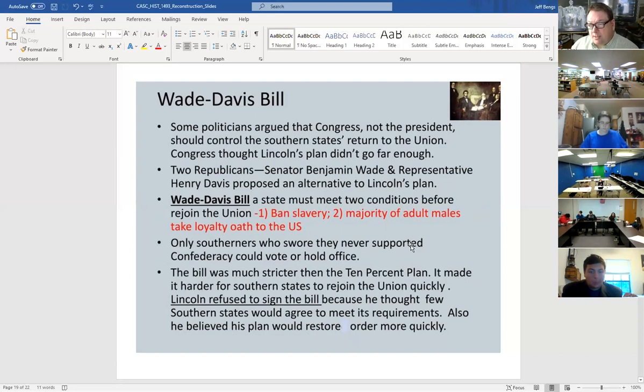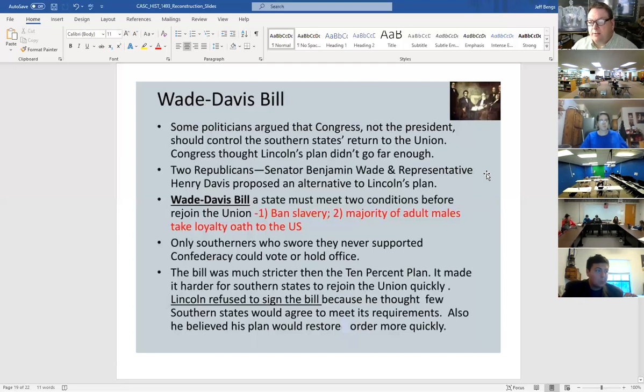But there's always been a back and forth, starting probably with Andrew Jackson, between the president and Congress. So this was no different with Reconstruction. The Congress felt like they should control how the South comes back into the Union. And they felt like Lincoln's plan was just too lenient.